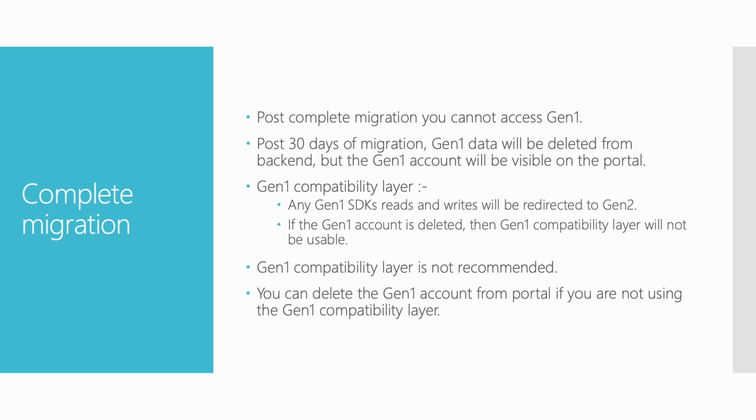So this is something that you need to take care of after migration. And I think I did make this point clear that there is no way to access the original Gen1 data on the Gen1 account. But this has been copied to Gen2 by the migration, right? So you connect to Gen2 directly, or you use the application compatibility layer where you write on Gen1 and you get redirected to Gen2, right? So that's the difference. After 30 days, the Gen1 data, which I talked about that you cannot access, will be deleted from the backend.